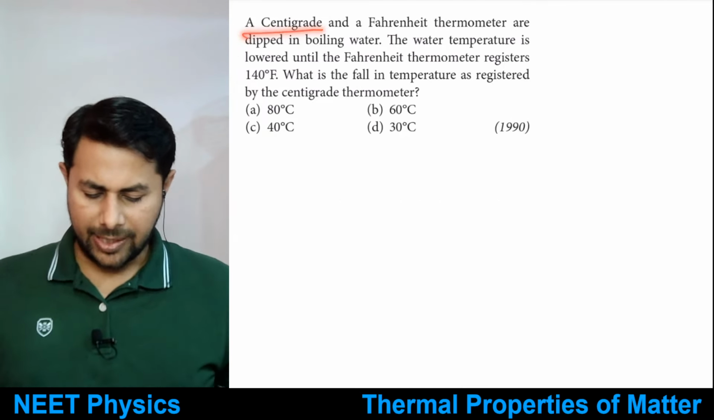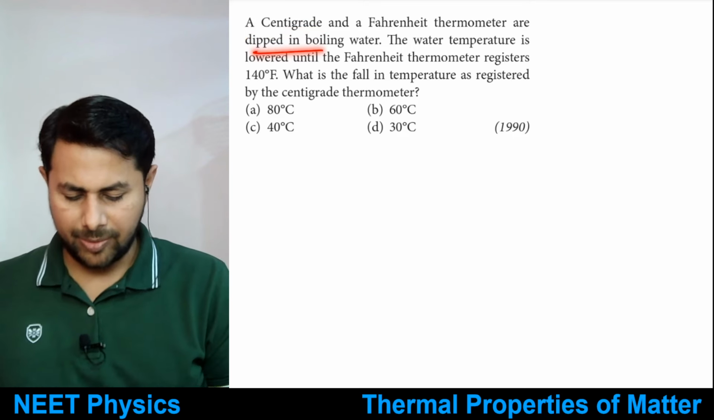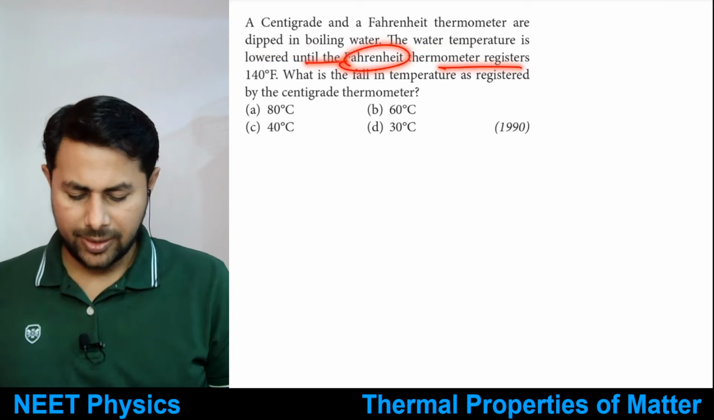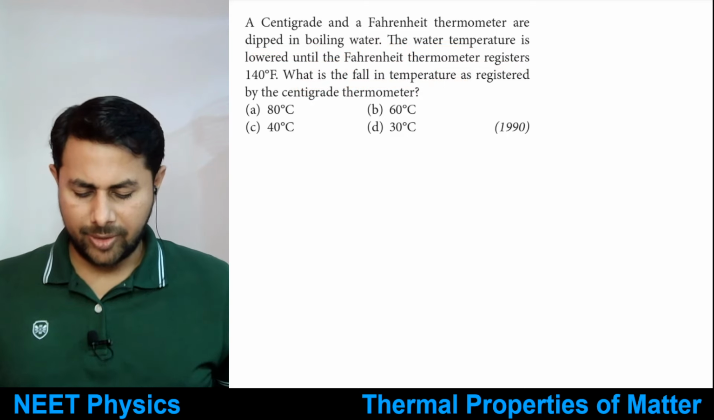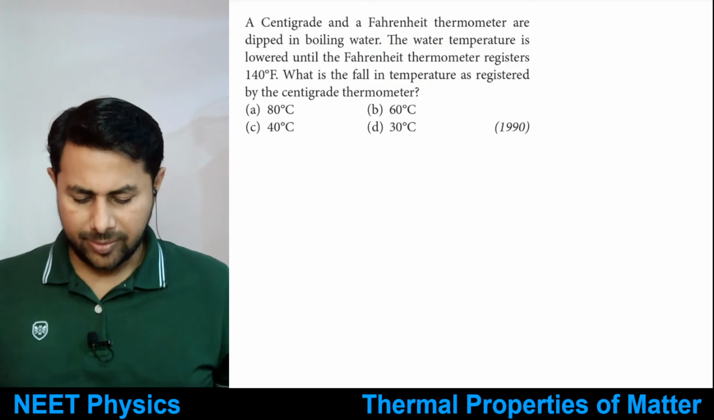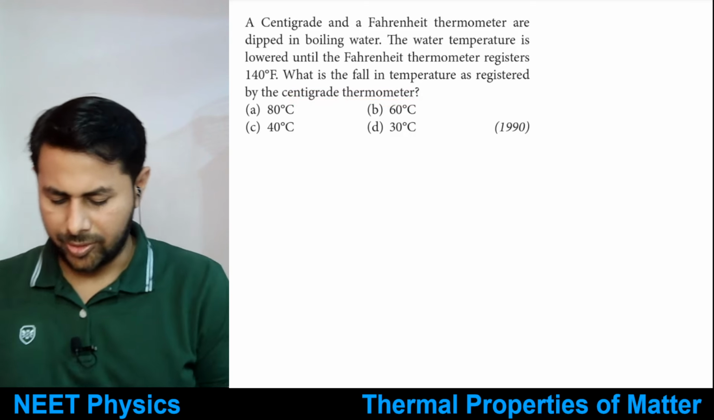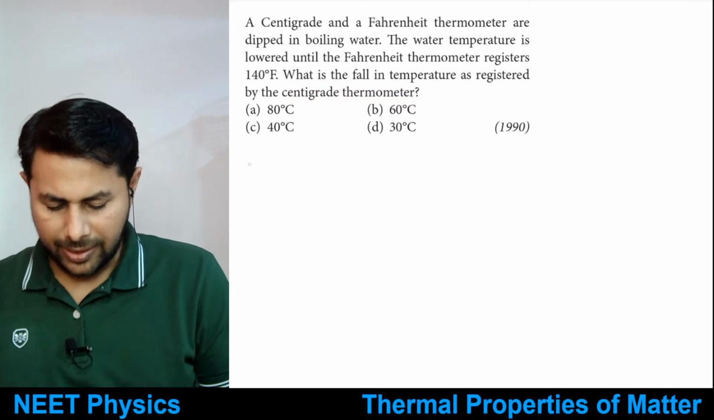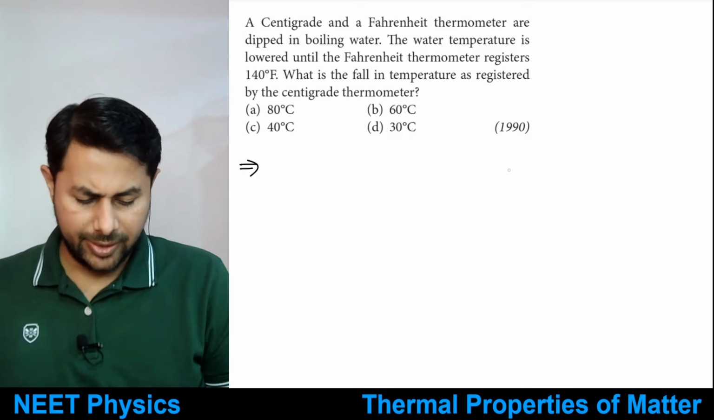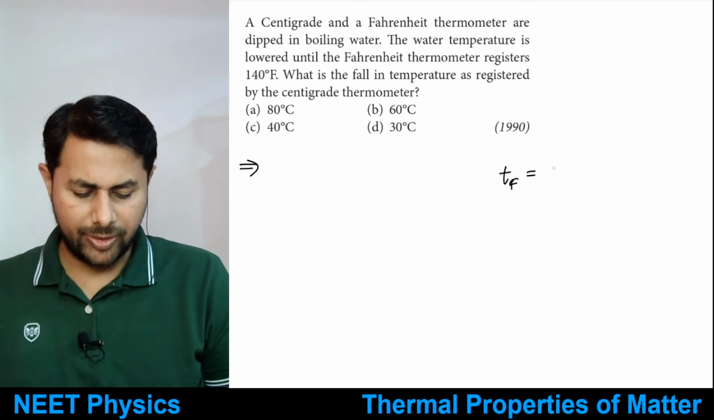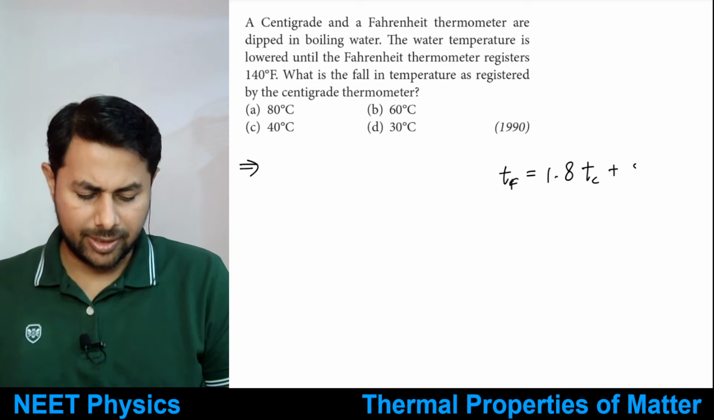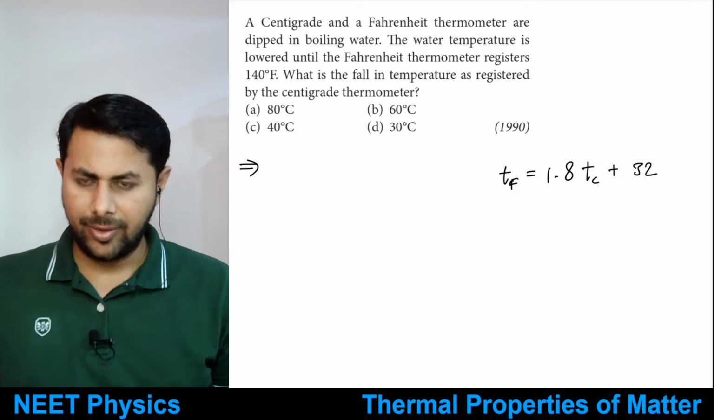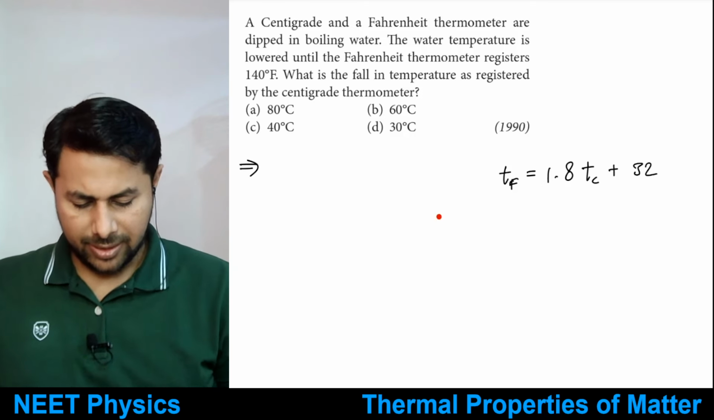A centigrade and Fahrenheit thermometer is dipped in boiling water. The water temperature is lowered until the Fahrenheit temperature registers 140 degree Fahrenheit. What is the fall in temperature as registered by the centigrade thermometer? Okay. So first of all, find out the temperature in degree Celsius. Temperature in Fahrenheit, we know, is 1.8 times temperature in Celsius plus 32, right? And it's given that this is 140.